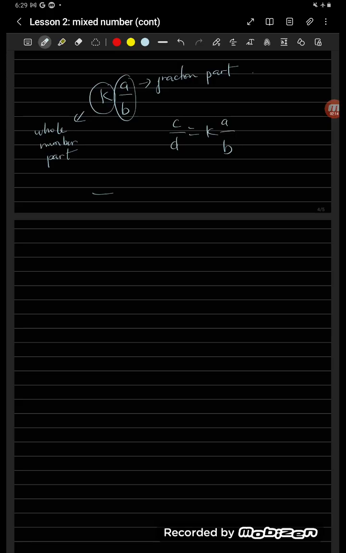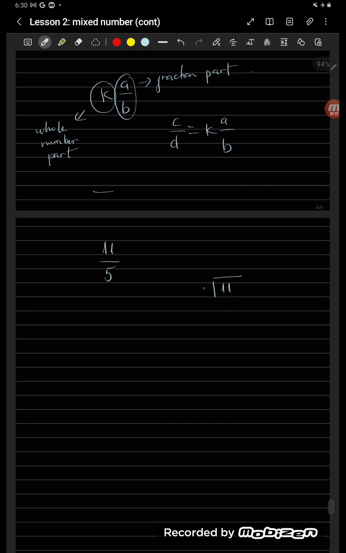Let's take an example. Let's say we have 11 over 5. When a student does 11 divided by 5, the quotient should be 2, but they put 1. Then 1 times 5 is 5, and 11 subtract 5 is 6.